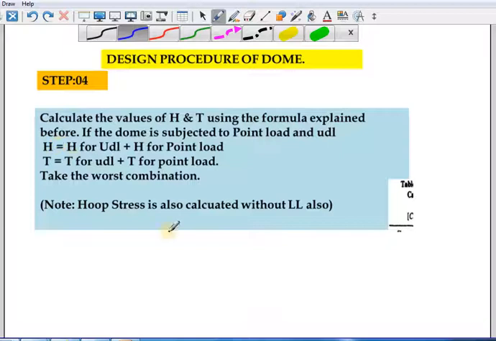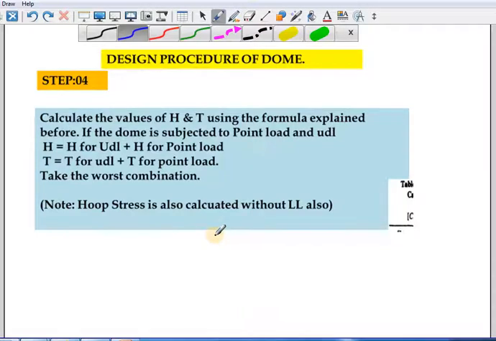You know the formula for dead load, and you know the formula for UDL. I think I made a mistake, I told it wrongly. There will be two cases: one is UD load alone, or both UD load and point load. I think the point load alone case will not come, because the weight of the dome is always UD load only. So either UD load, otherwise UD load plus point load.